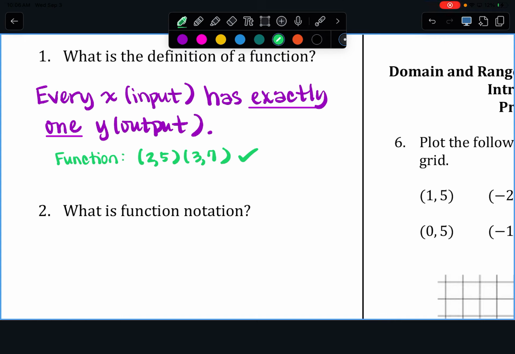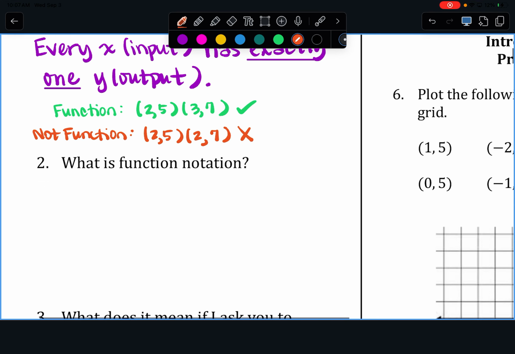An example of not a function would be if I put a 2 in and get out a 5, and then I put another 2 in and I get out a 7, right? That cannot happen. I can't put in the same x and get two different y's, okay? So remember, no repeating x's is what we're looking for, okay?